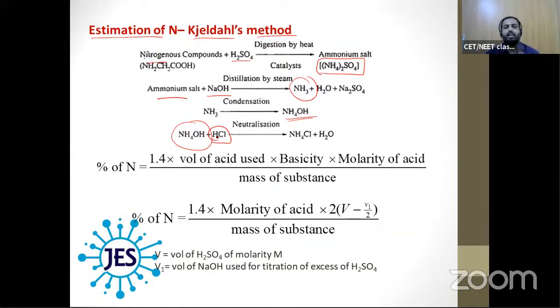Okay, here two types of situations come. Please pay attention. If you know the amount of HCl used, from that you can find out the amount of ammonium hydroxide. From that you can estimate the amount of ammonia. From that you can estimate the amount of nitrogen. This is when you know the volume and concentration of HCl.